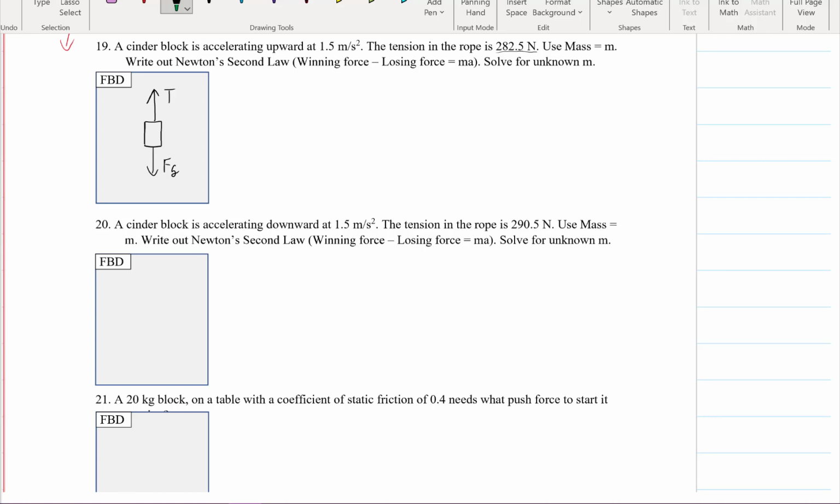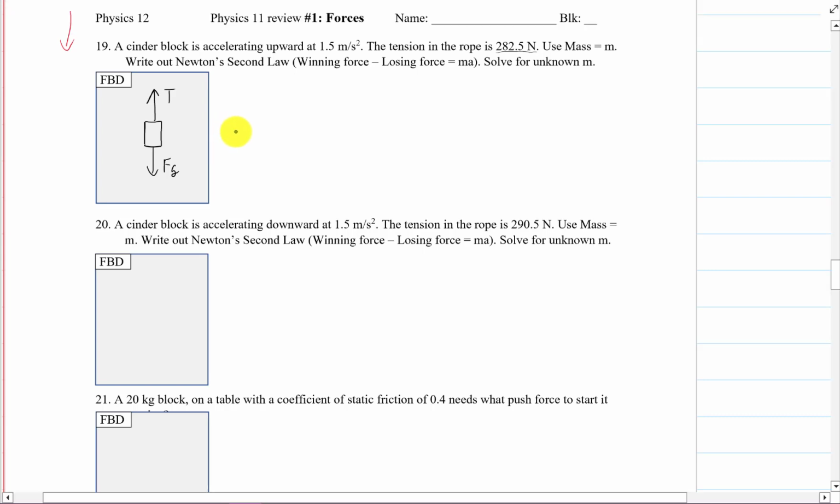and it is already drawn there. We have the tension up and the force of gravity down on our cinder block. And that's the finished product of our free body diagram. We don't draw anything else. We don't label anything else. We write down the acceleration if we want, but we put that outside.